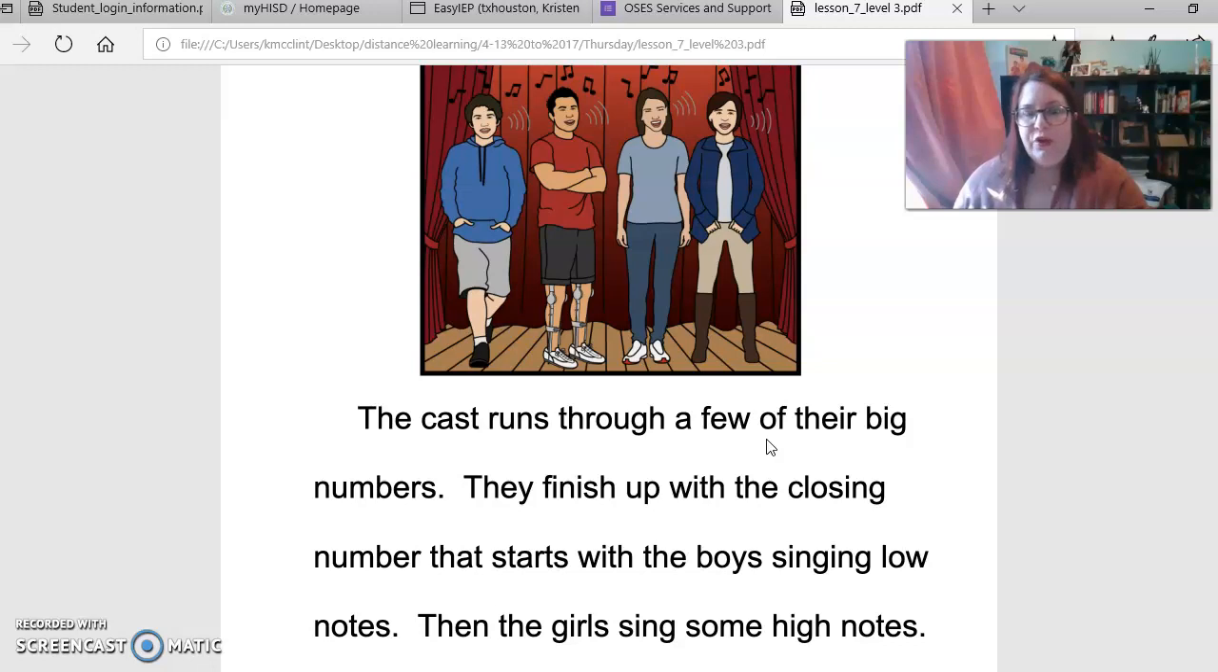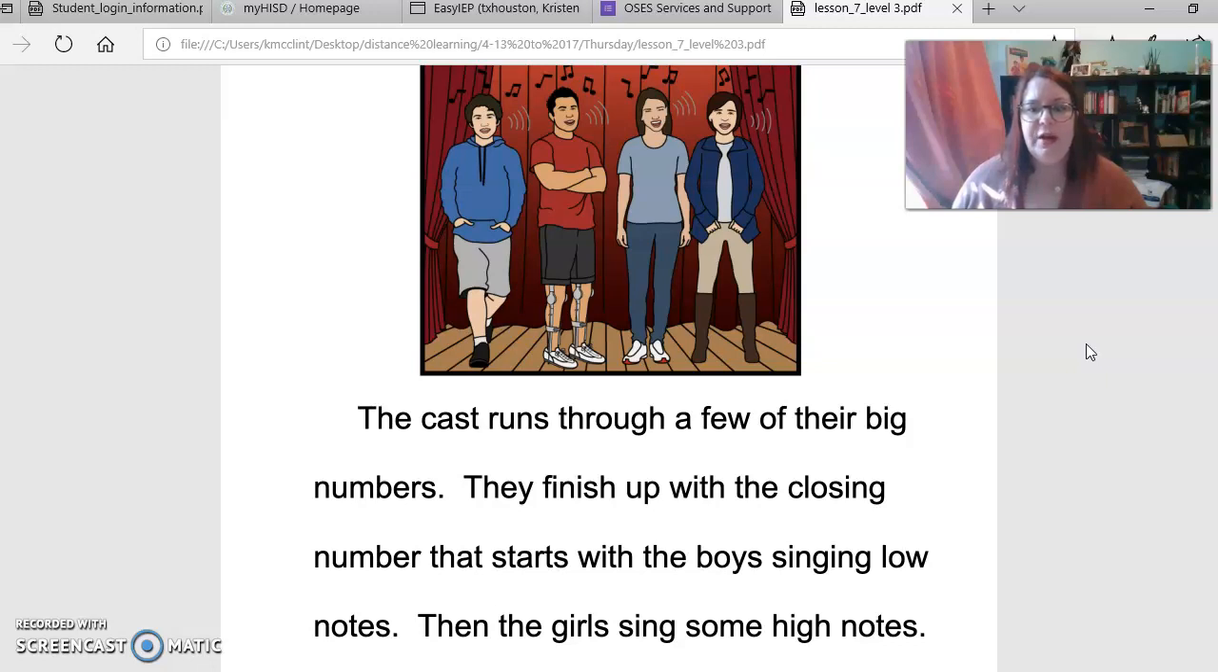So remember, the students are putting on a play in our story. The cast runs through a few of their big numbers. Now, cast, that's a word I'm not sure we've gone over with you guys in theater class, but the cast means everyone who's working on the play, all of the actors and actresses in the play. So when you put on a performance for Mr. Nieves and I, you are part of the cast of that performance. So in our play, these students are the cast of the play.